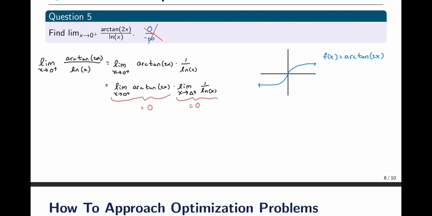Now if I multiply those two together, I have that this is equal to 0. So we can see that we actually didn't need to apply L'Hopital's rule here, and it wasn't actually possible for us to do that because we didn't have an indeterminate form. Instead, we can just use some of the basic properties that we learned about limits earlier on in this course to simplify things to a state that we could actually solve it.